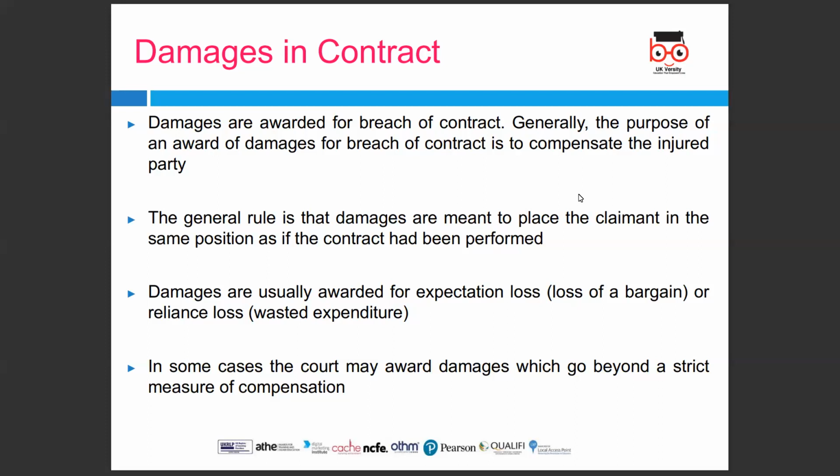Firstly, compensatory damages are an award of a sum of money which aims to compensate the claimant for his loss under the contract. This need not be limited to loss from the contract itself and may compensate the innocent party for losses related to subsequent contracts.